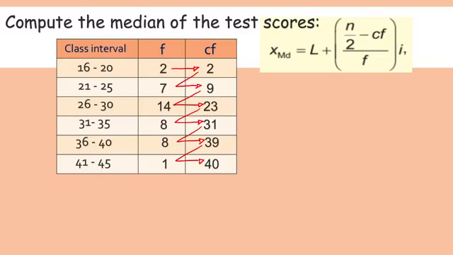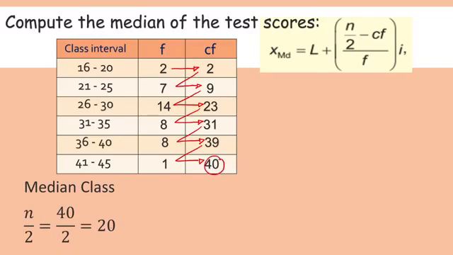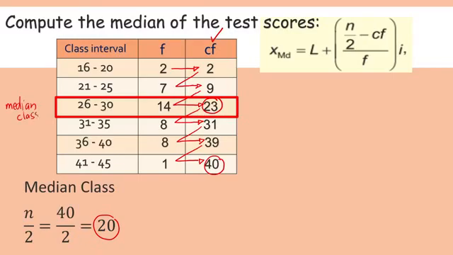Now, let's determine our median class by using the formula n over 2. The n is 40. So, 40 divided by 2, that's 20. Now, what is the first number in the CF column that is greater than 20? 23. There you go. So, we look for the first number in the CF that is greater than 20, it's the number 23. So, therefore, this is the median class.